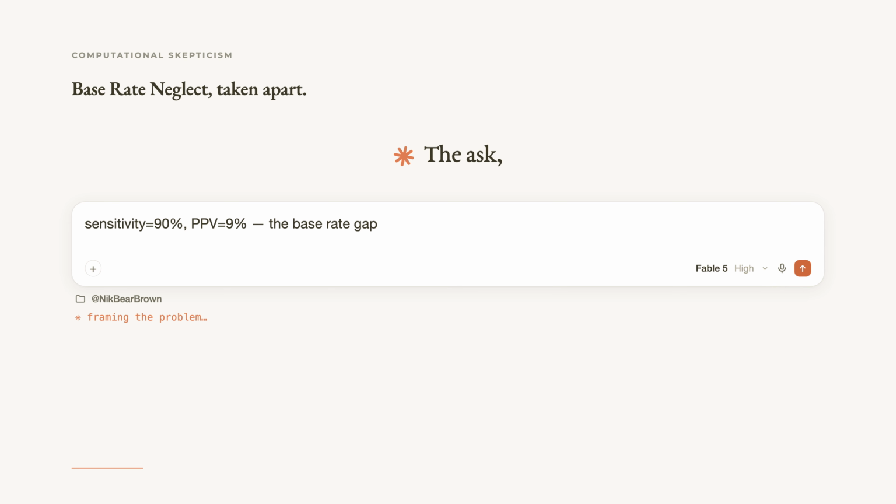But in a population where sepsis occurs in 2% of admissions, the positive predictive value, the chance the alert is real, is under 10%. 9 out of 10 alerts are false. The model is not broken. The base rate is. This video shows why sensitivity and specificity are not enough, and how Bayes' theorem tells you the number that actually matters.